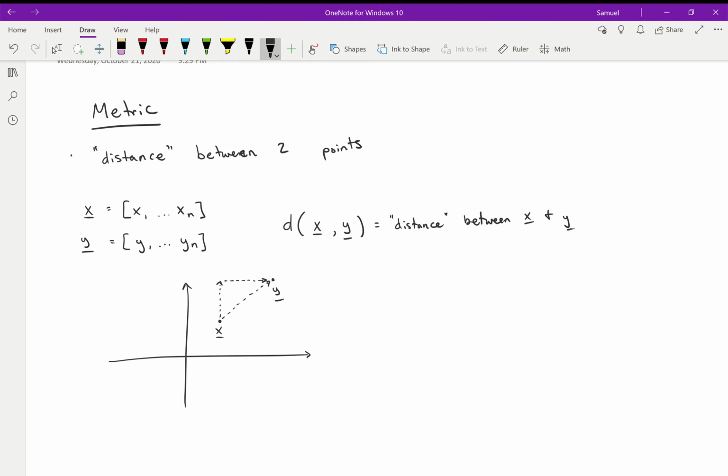There are many other ways to measure distance, but one of the other ones I'm going to talk about is the maximum difference between their components. So in this case, it looks here like this distance, this lateral distance left to right, is a little longer than this vertical distance. So this could also be a way to measure the distance between x and y.